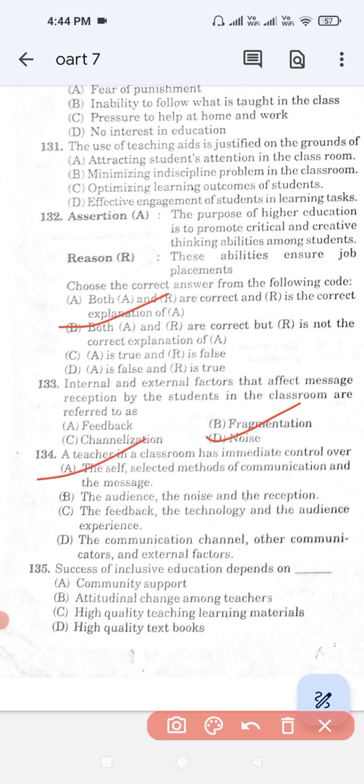Option A is the correct answer. Now, question number 135. Success of inclusive education depends on option A, community support, option B, attitudinal change among teachers, option C, high quality teaching learning materials, and option D, high quality textbooks. So option B, attitudinal change among teachers. Option B is the correct answer.